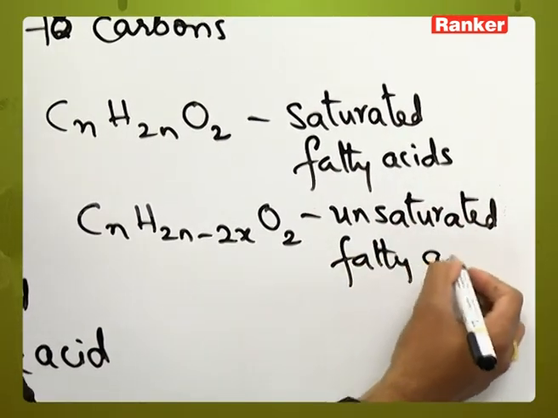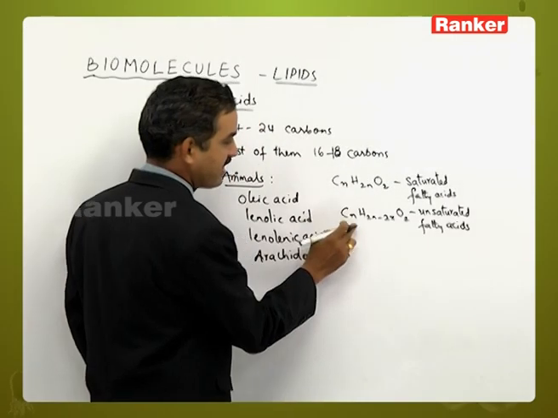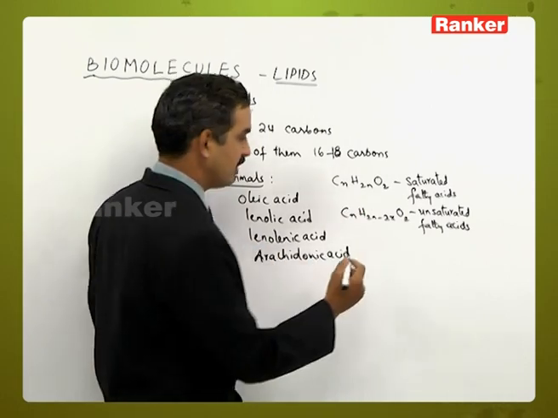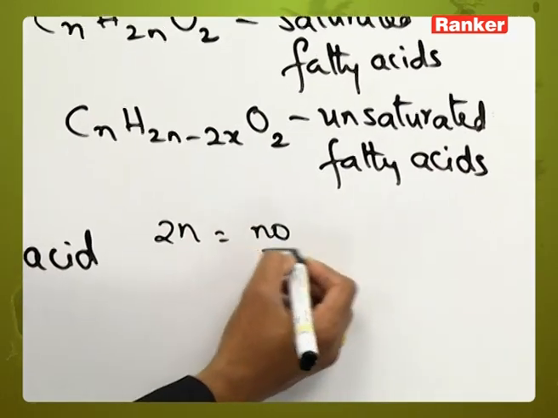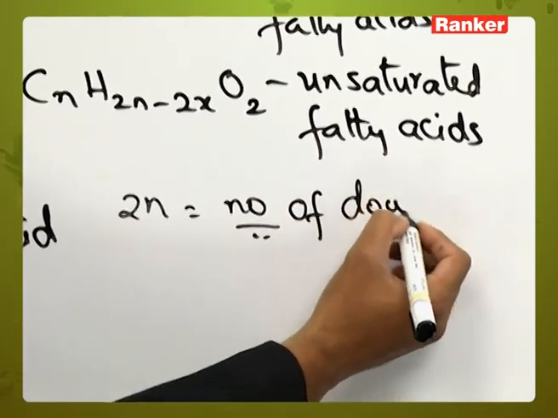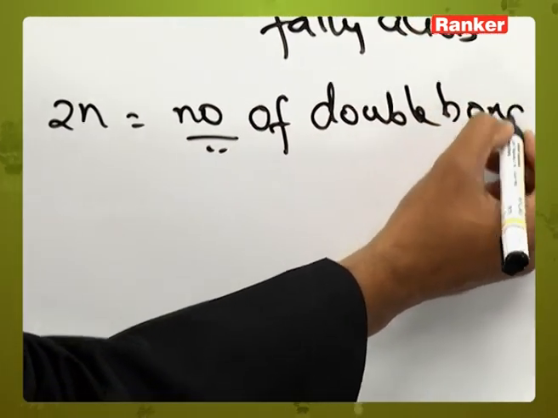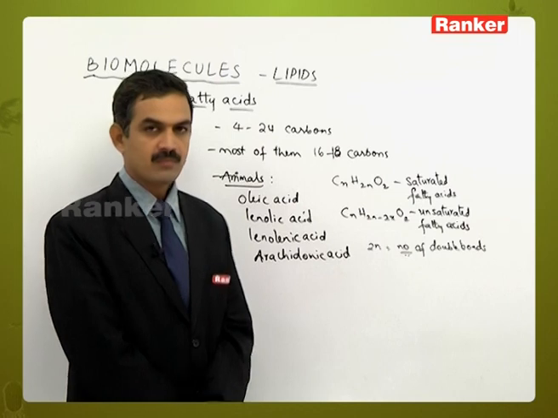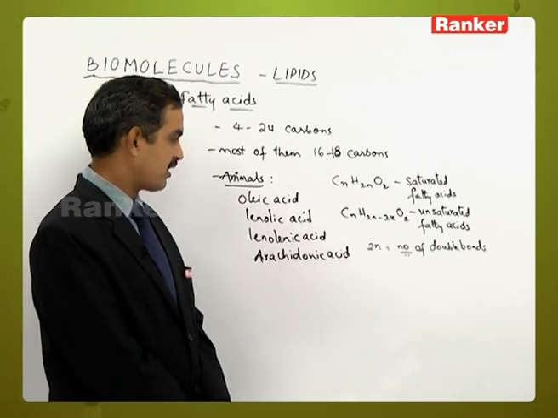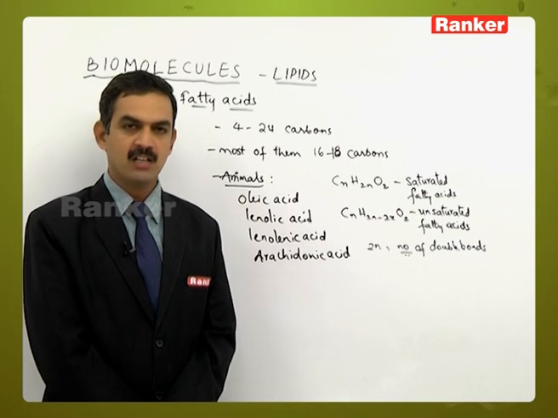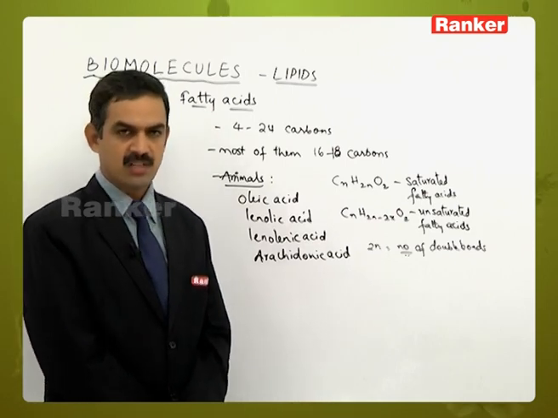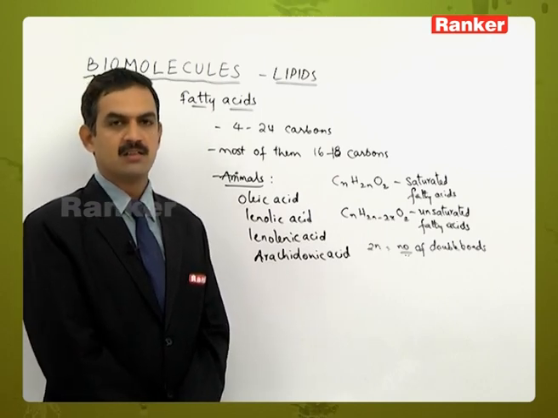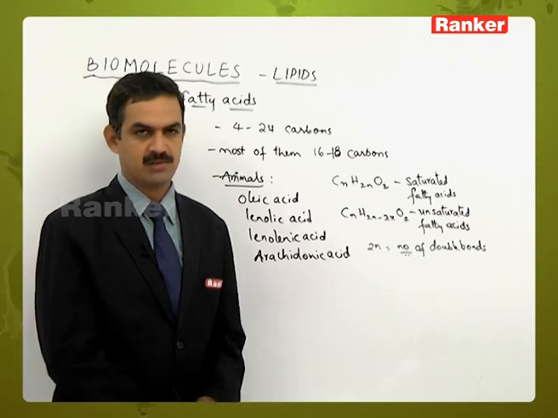What is the difference that we find between the saturated and unsaturated? For saturated, H2n is given, but for unsaturated, H2n minus 2x is given. Here the x represents the number of double bonds present in the unsaturated molecule. All of these are unsaturated fatty acids. So let's discuss the molecular formulas and how many double bonds are present in each of the unsaturated fatty acids which are not made by the animals by various biochemical mechanisms.